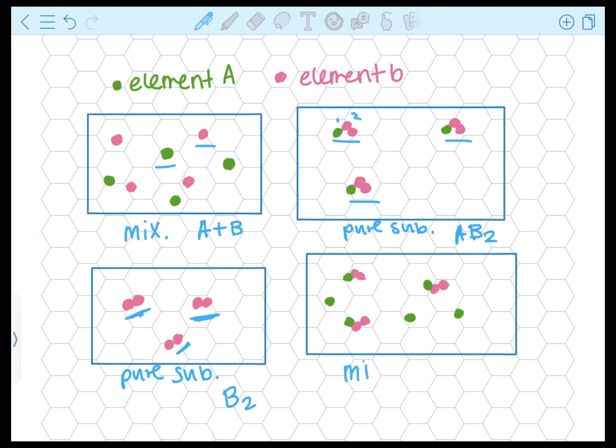Alright, and finally box 4. As we can see, this is a mixture, because there are 2 different types of molecules with different ratios. Chemically written out, this can be AB2 plus A.